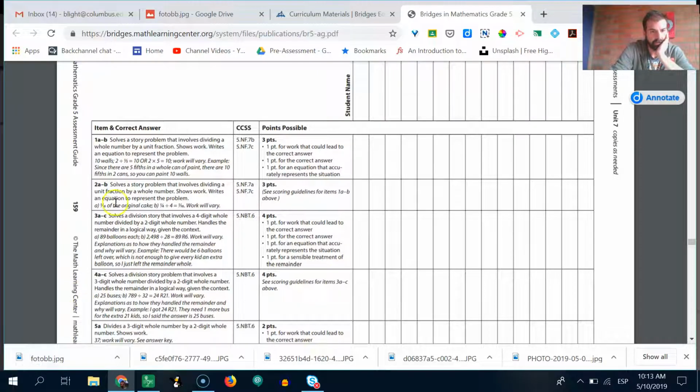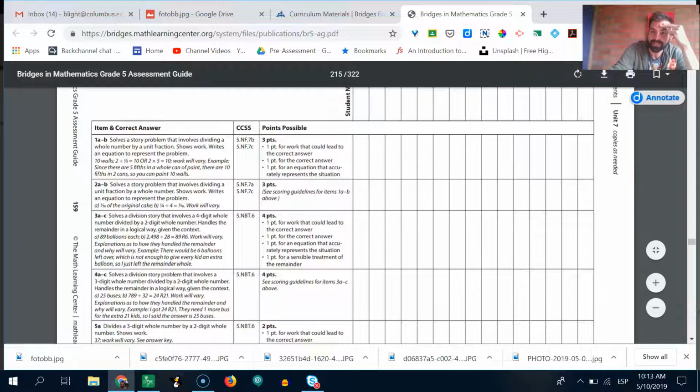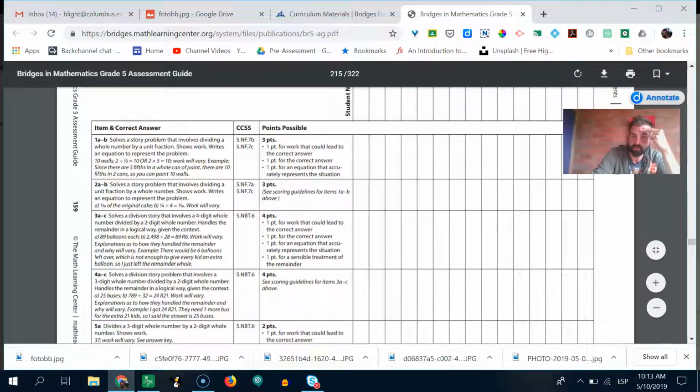Let's see, it's 3A through C. Oh, 4 points. Okay, 1 point for work that could lead to the correct answer. We've seen that before. 1 point for the correct answer. 1 point for an equation that accurately represents a situation. So that's like the top 2. 1 point for a sensible treatment of the remainder. Okay, well, what does that mean? Sensible treatment of a remainder.